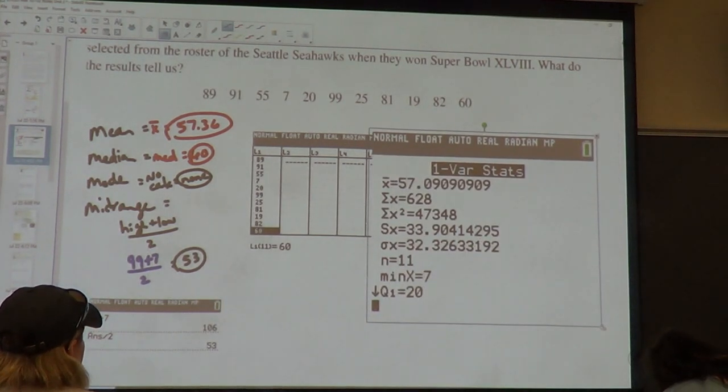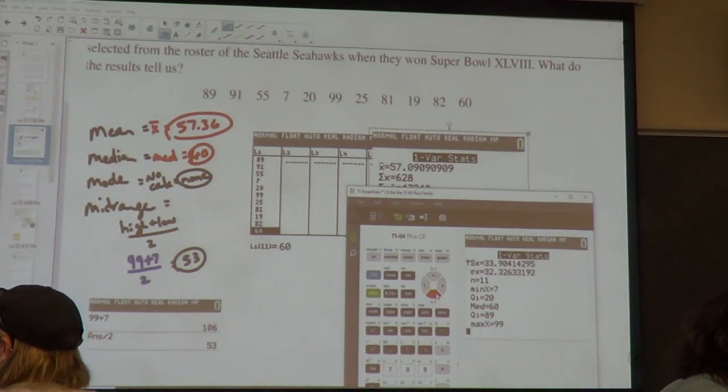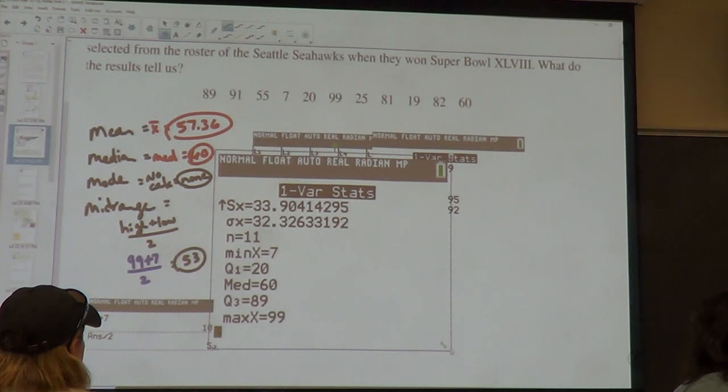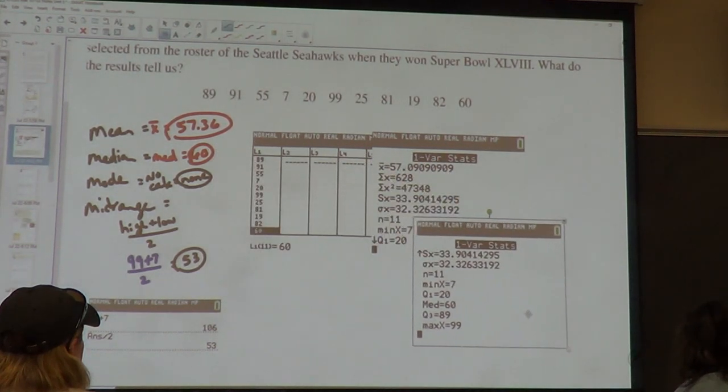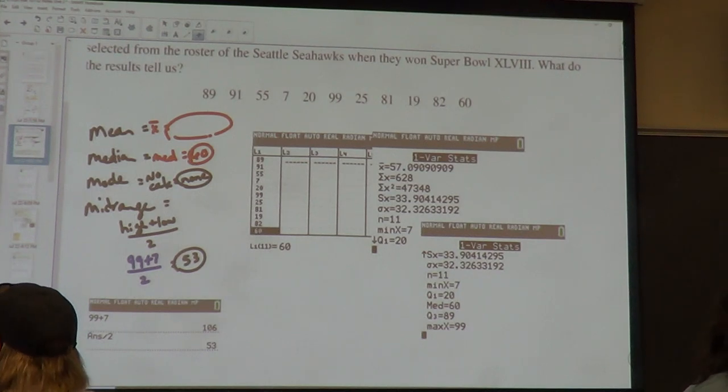There it is. Page 1. Does that look better? All the answers came out right except for that one. That's what's weird. Yeah, because the mid-range is only based on the high and the low. The median is only based on the middle. The mean is based on everything, so that's the only one that's going to screw everything up.